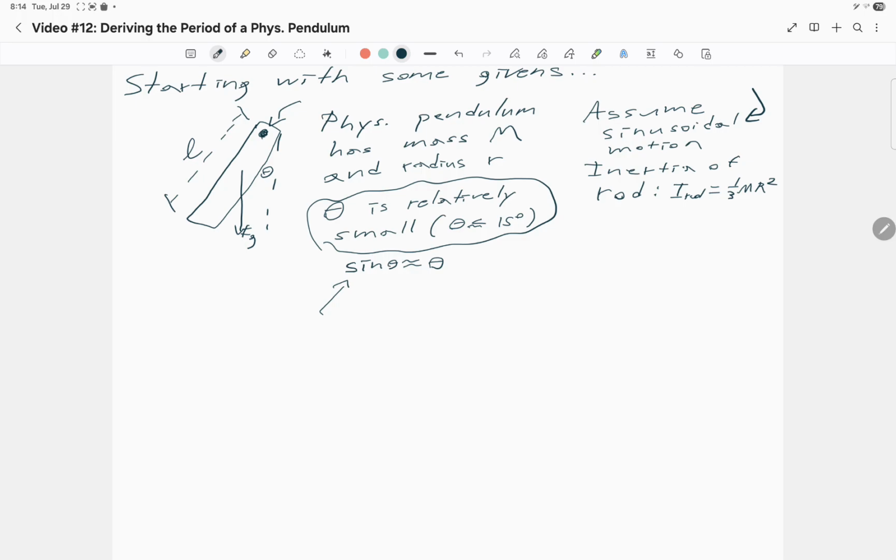Also, finally, the inertia of this rod, because it's a rod rotating around its end, is a standard equation usually given to you. The inertia of the rod is 1/3 mass times radius squared.